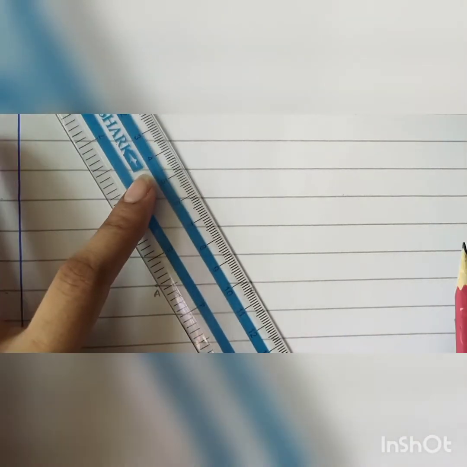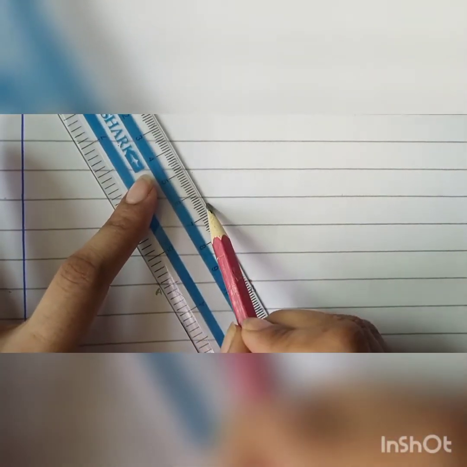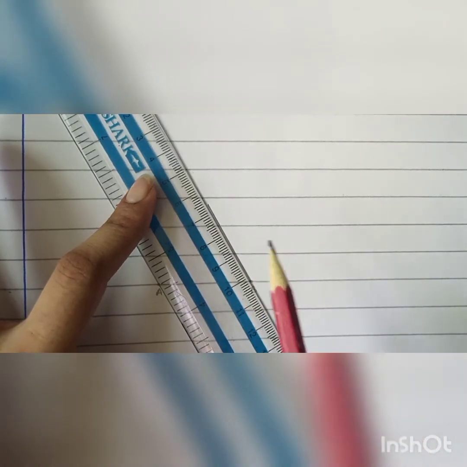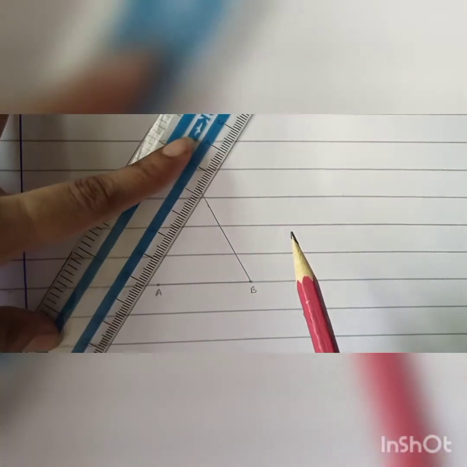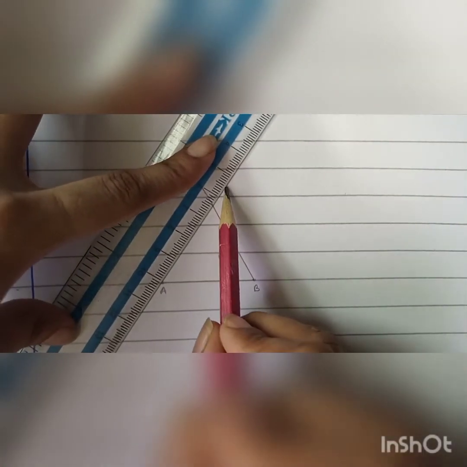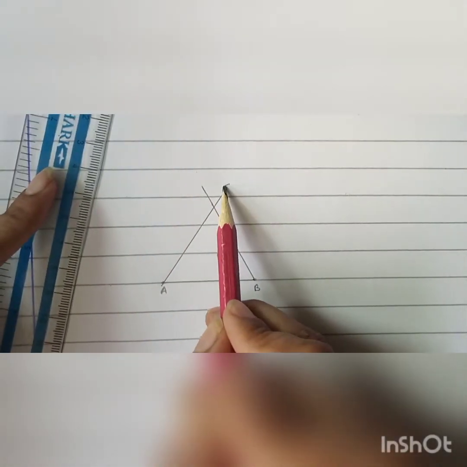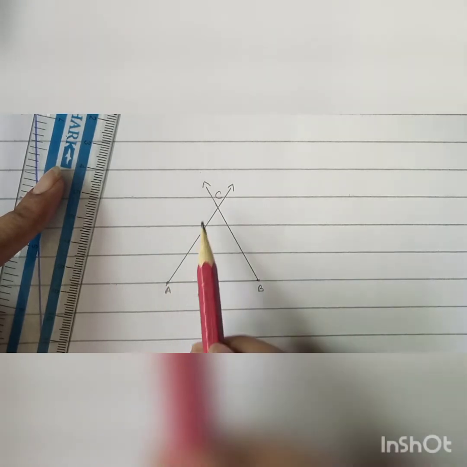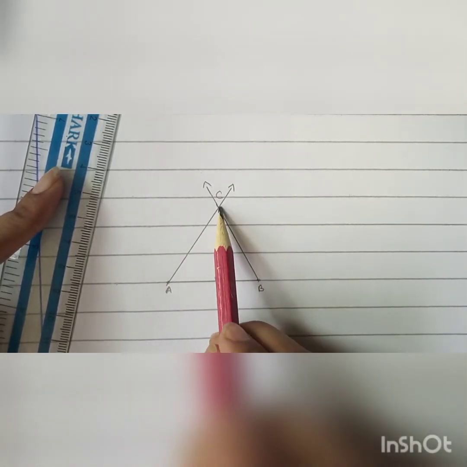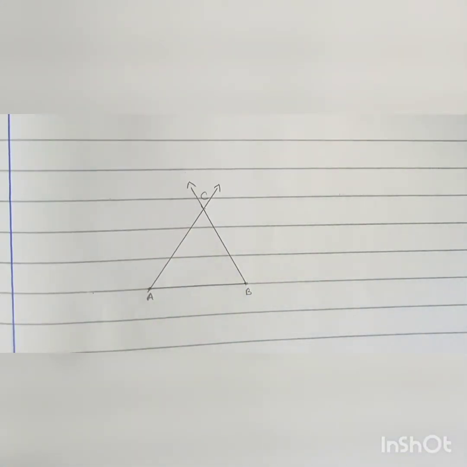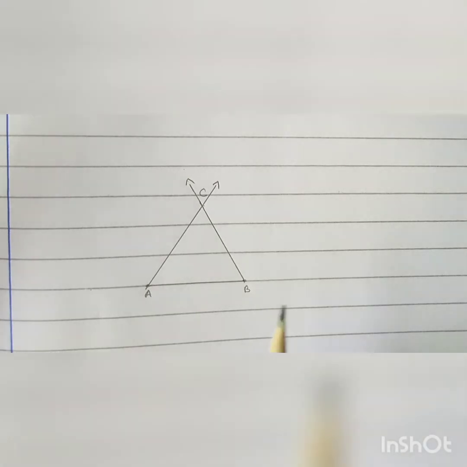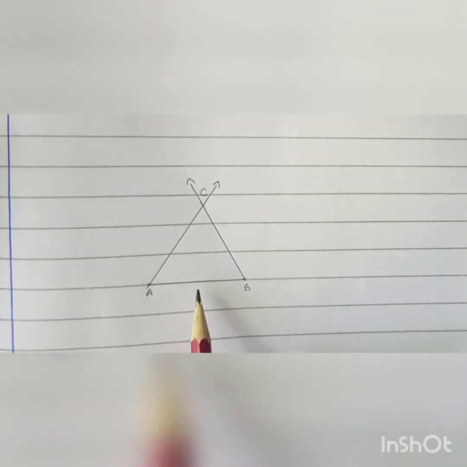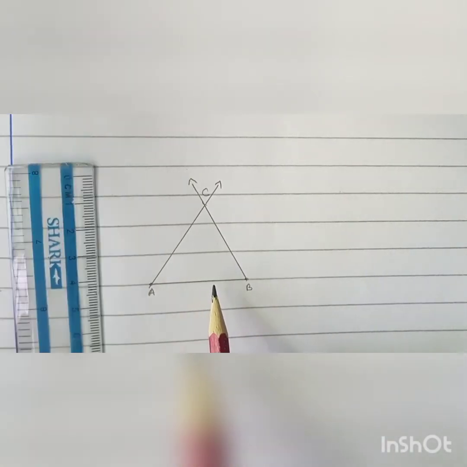Next, from one corner draw the ray BC, and from the other point draw the ray AC. This is the point C, and these are the rays AC and BC, one side of the line. Now take any point D on AB, draw DC.